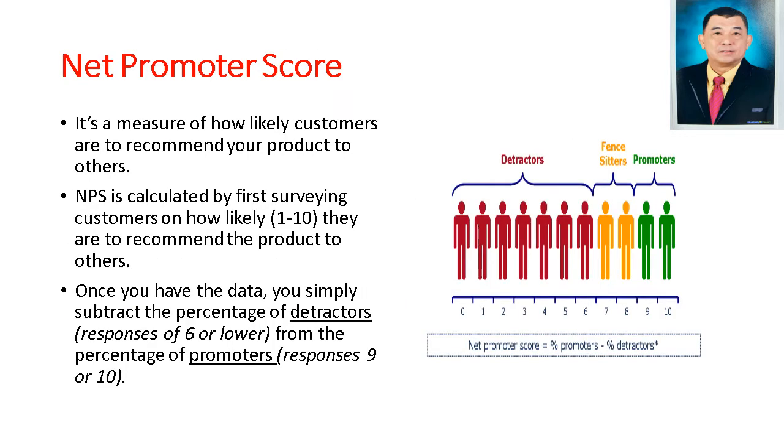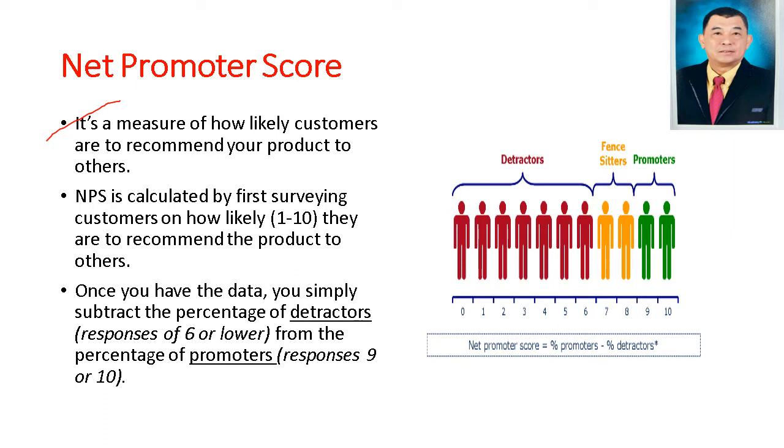The first product engagement metric is Net Promoter Score, NPS. It's a measure of how likely customers are to recommend your product to others. This is also used not only for products but also for companies, to see how likely employees and prospective applicants are to recommend the company.